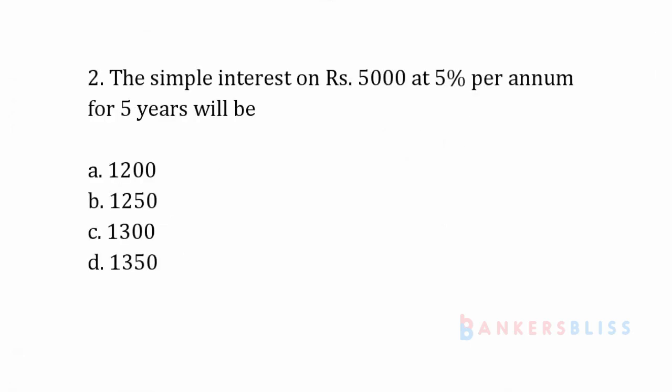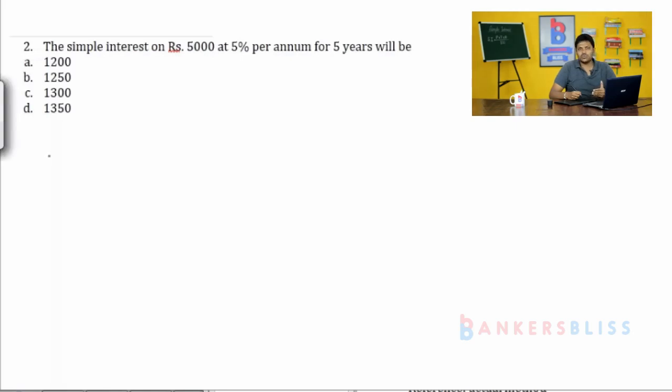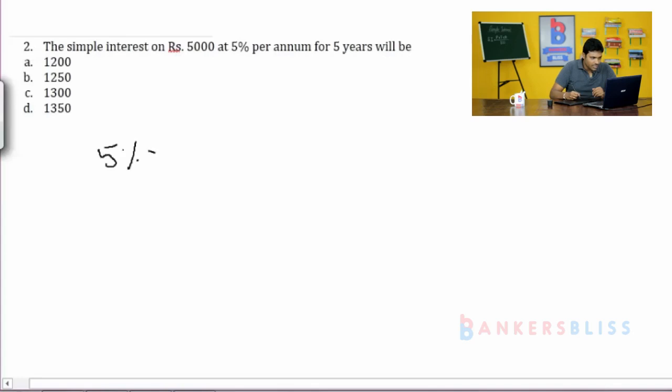Problem number 2. The simple interest on rupees 5,000 at 5% per annum for 5 years will be. It is very similar to the previous one we have discussed. So, 5% for 5 years, that is 5% into 5 years, which is equal to 25%, meaning you have to calculate 25% on the principal amount. If you calculate, you will get the interest amount. So, 25% of 5,000.